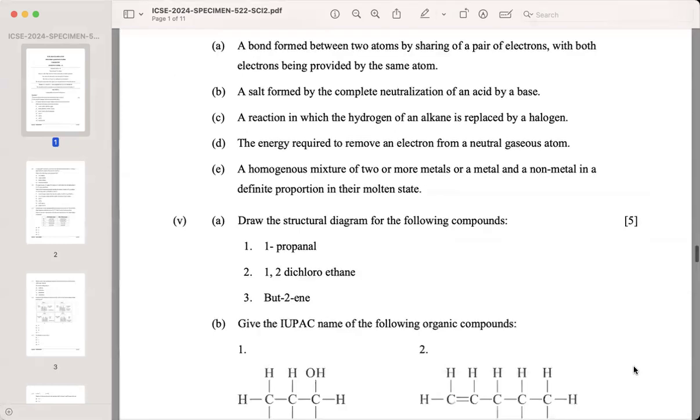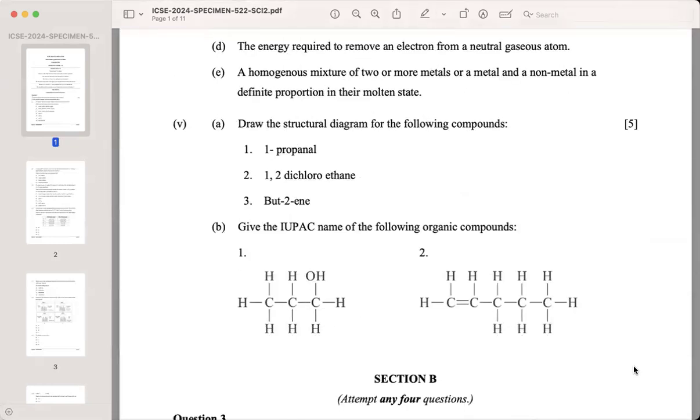Then comes the fifth, draw the structural diagram for the following compounds. Propanol 1, that means you will have 3 carbon atoms in the chain. And on the first carbon atom from right hand side, you will just convert that C into CHO. Because it is 'al', that means it is the IUPAC name of an aldehyde.